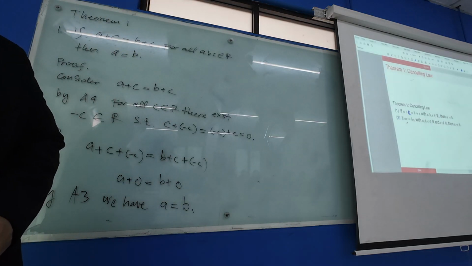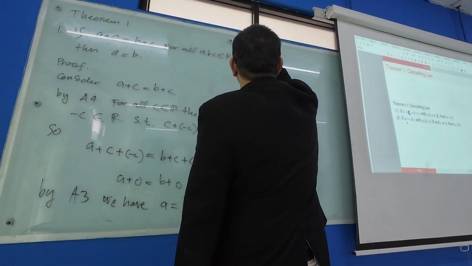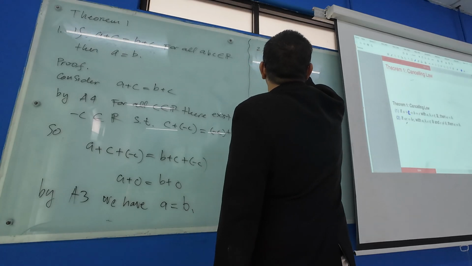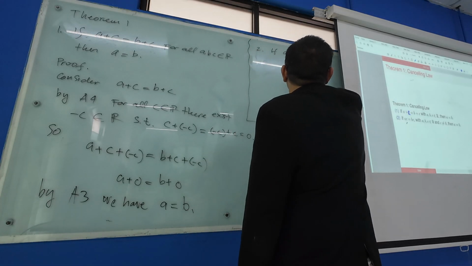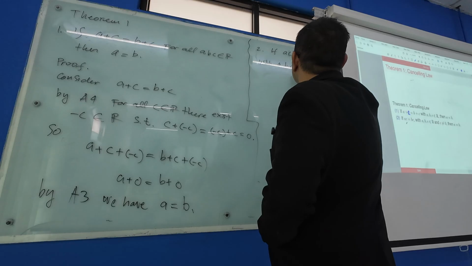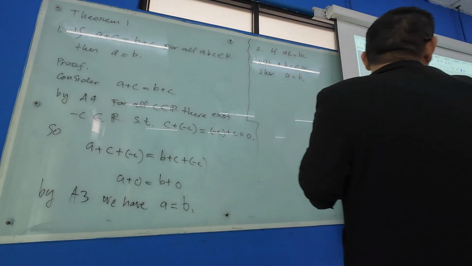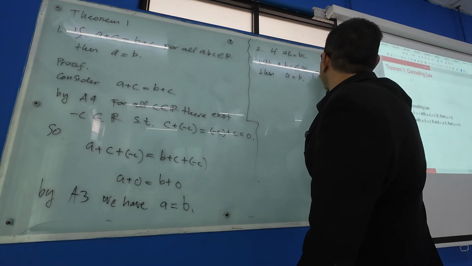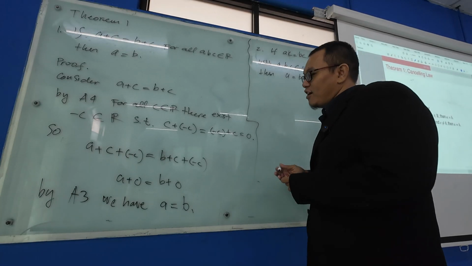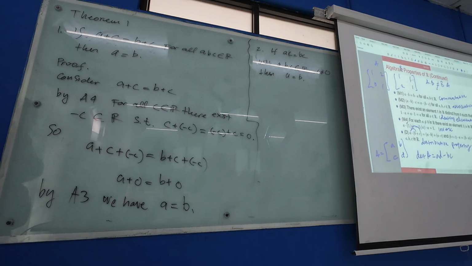Can you do the same for the second? Number 2: if AC equals BC with A, B, C belonging to the real numbers, then A equals B. Okay, how to prove that? Of course, this one uses the axioms of multiplication.